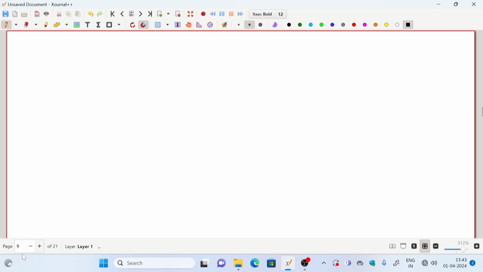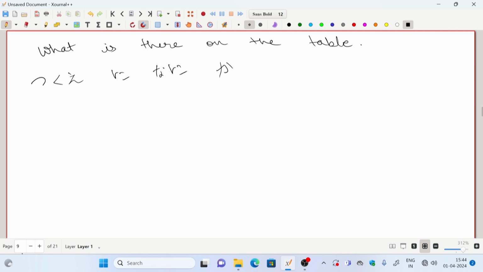Now let's put it into a question. What is there on the table? If we want to say, what is there on the table? Then, tsukue ni, and what will be nani? Tsukue ni nani ga arimasu ka?